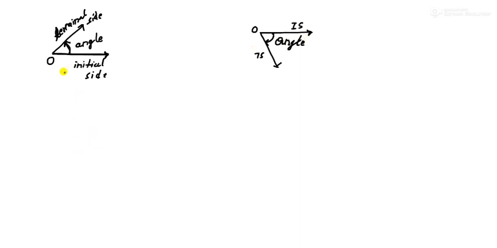Now this point is the point of rotation from where this is rotating. That point is called the vertex. So you should remember this. Here O is called the vertex. So you have learned three things: vertex, initial side, and terminal side.